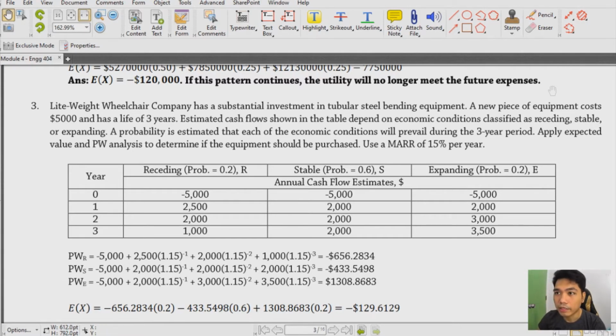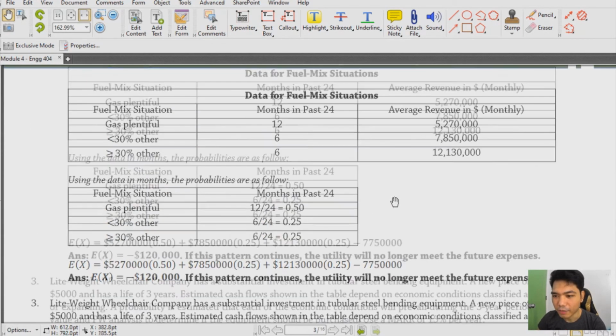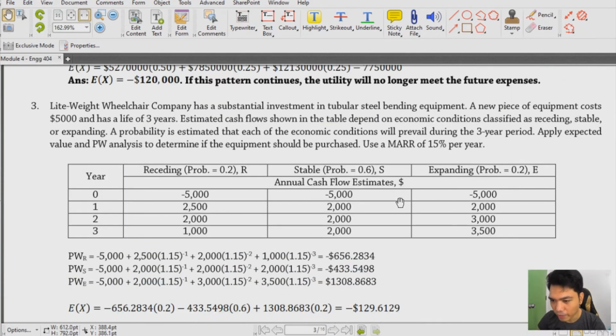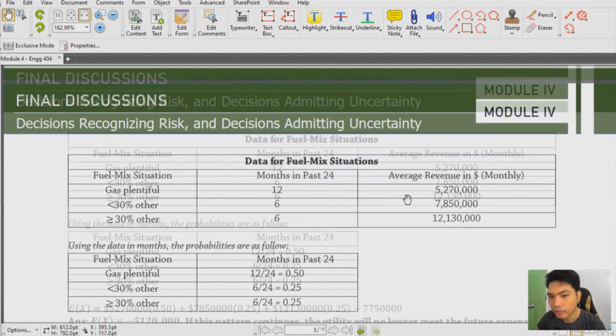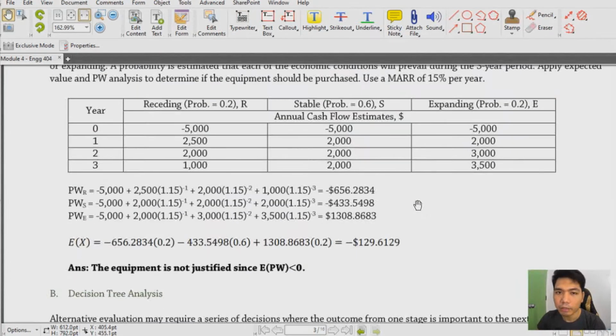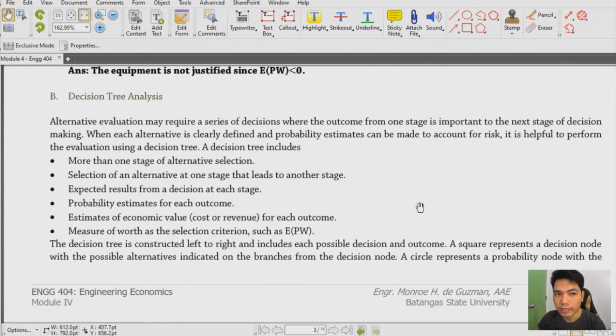Kasi kung napansin natin na sa expanding, hindi kaya ng expanding natin na condition yung mga sa receding and stable. So yun. And that's it for our expected value. So hopefully nag-gets nyo yung concept. Just multiply with the probability and then yung value and then add. So yun, and then we can now proceed with the decision tree analysis.